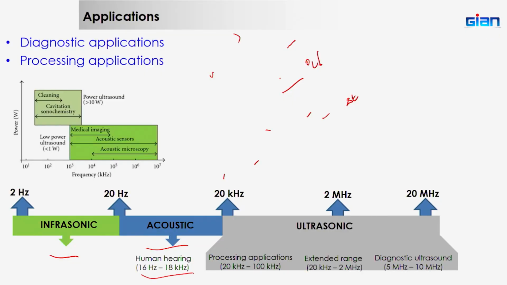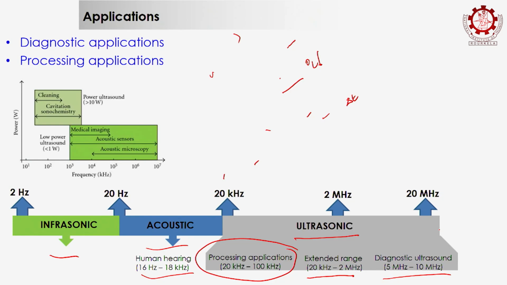Now, when you look at the frequency sweep, infrasonic, acoustics, the human hearing zone is over here. And for ultrasonic, anything above 20 kilohertz is classified as ultrasonics. The majority of processing applications are between 20 to 100 kilohertz. Some applications are in this zone, but anything above 5 megahertz goes as diagnostic. So, this will be called high frequency low power ultrasound. This is low frequency high power.